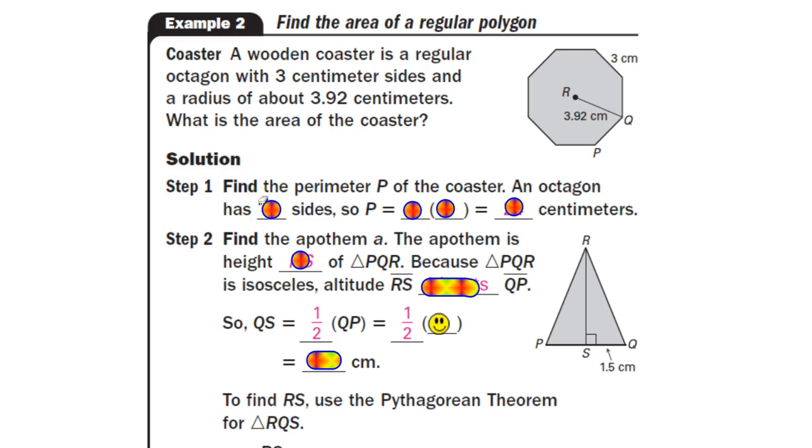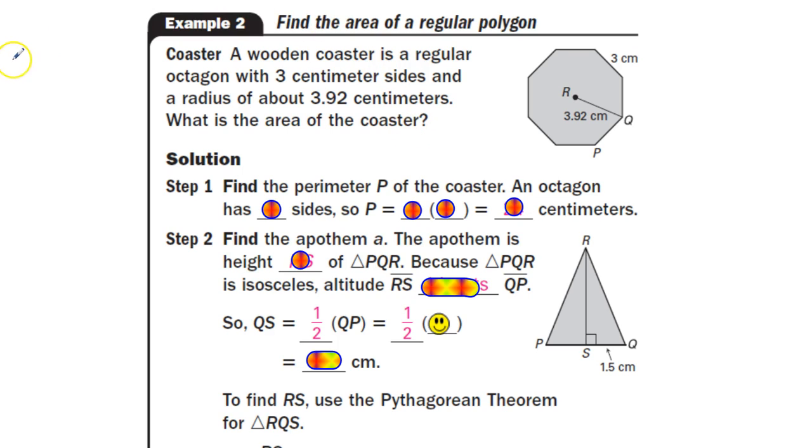Let's look at example 2. It says a wooden coaster is a regular octagon. So now we're dealing with an octagon, a regular one, with 3 centimeter sides and a radius of about 3.92 centimeters, radius, center, vertex. What is the area of the coaster?